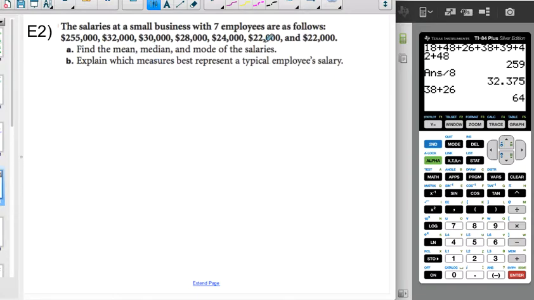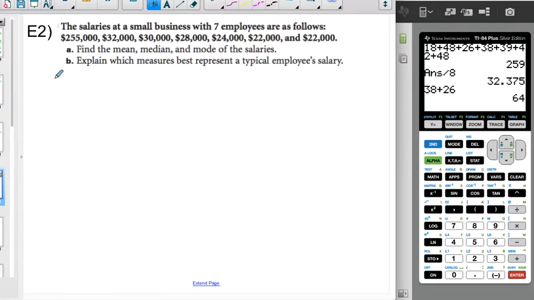The salaries of a small business with 7 employees are as followed. Find the mean, median, and mode, and which one is the best measure for a typical employee's salary. So I'm going to add all these values together, right? If you wanted to treat them just as the numbers before the thousands, you could, and then you could just add 1,000 on the end.